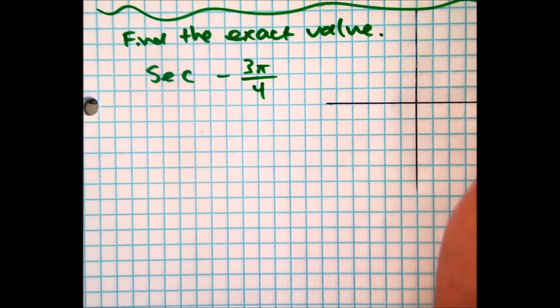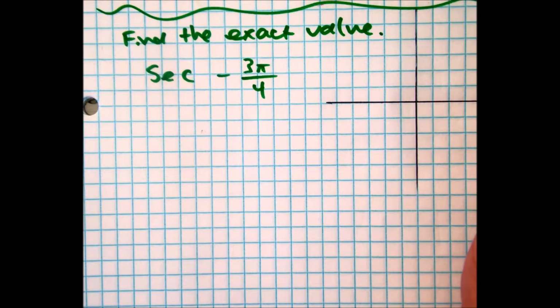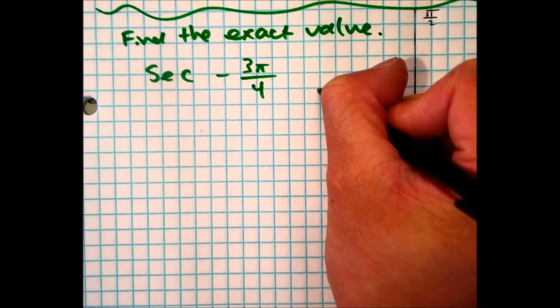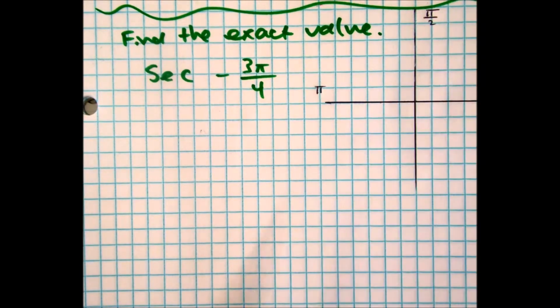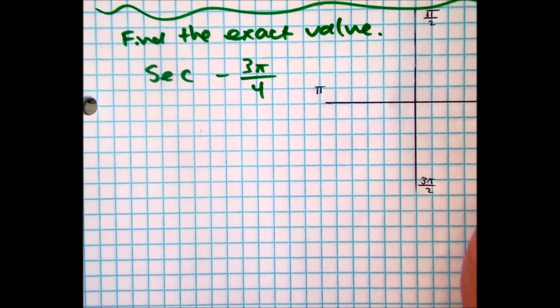Alright, so if I start here, I'm in radians, right? Tell me in radians, how much? 0 pi. Pi over 2. Pi. 3 pi over 2. 2 pi.